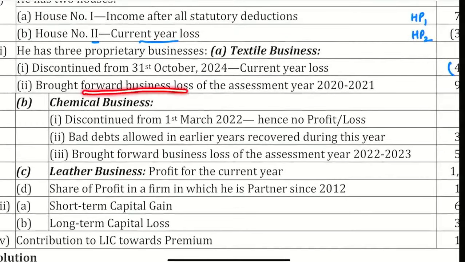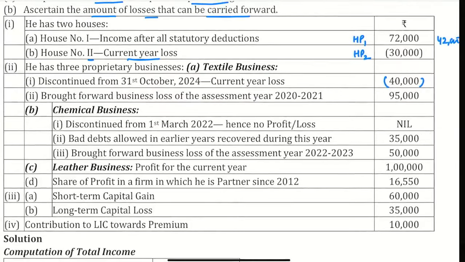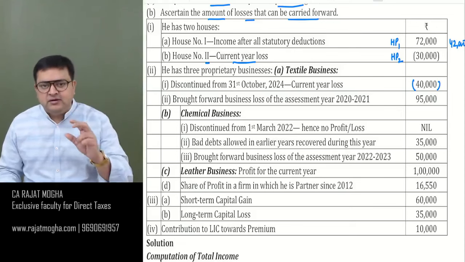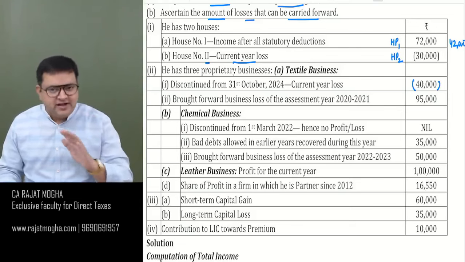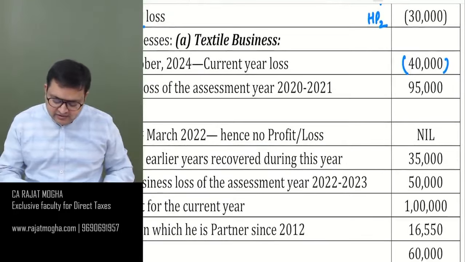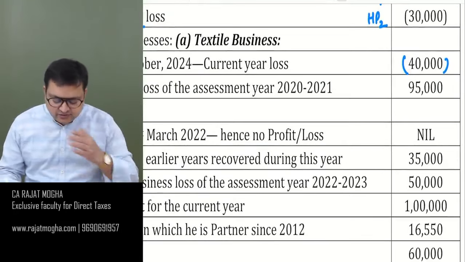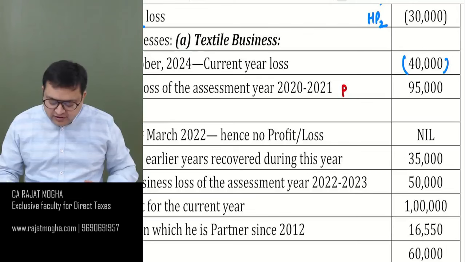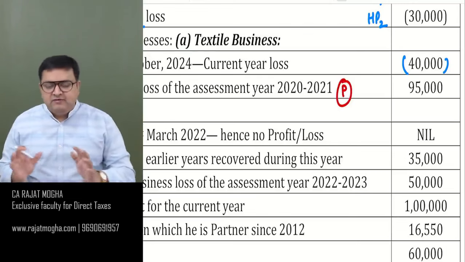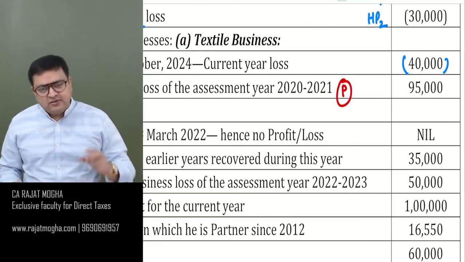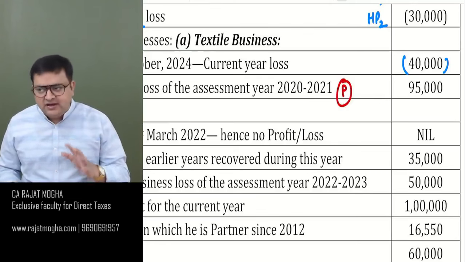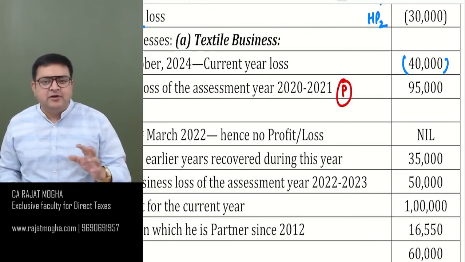Brought forward business loss of the assessment year 2021. Okay, so there is a brought forward loss also, but I will not concentrate on brought forward losses right now. So I'm writing it over here for your convenience, pending. So I will not look at my brought forward losses right now. Current year losses, it's okay for me, I can take this, but brought forward losses I will look at the last.